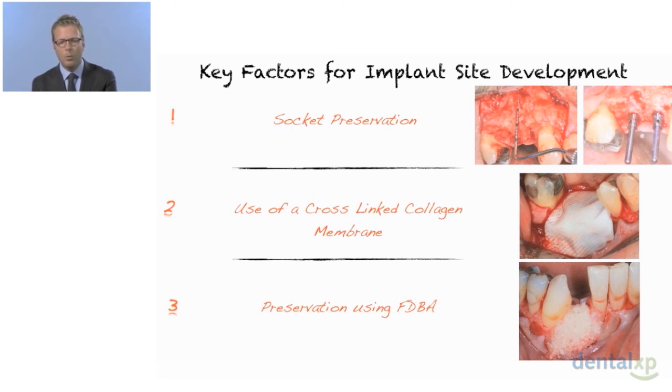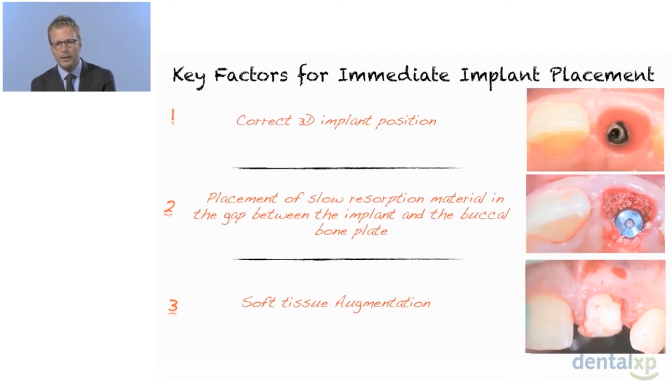On the contrary, when we have an intact facial plate, in my clinic, in my daily practice, intact facial plate is equal to immediate implant placement. So in that situation, I try to place my implant in the correct three-dimensional position. I place a slow resorption material in the gap between the implant and the buccal plate. And then, of course, I'm doing a soft tissue augmentation, as we saw is the key factor for achieving a good aesthetic result.